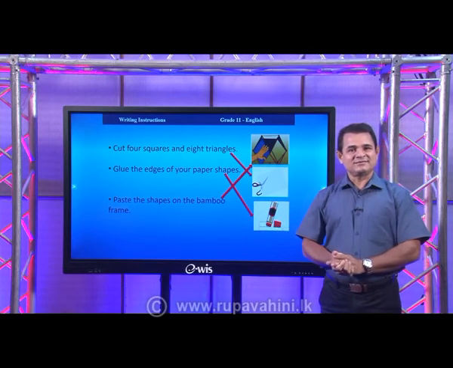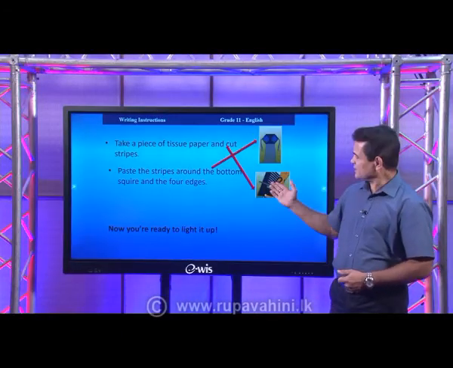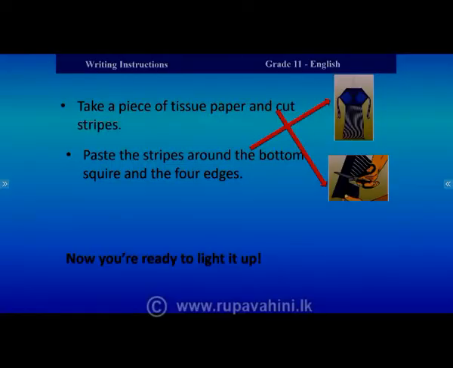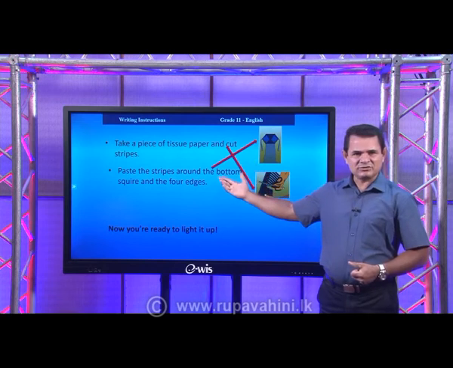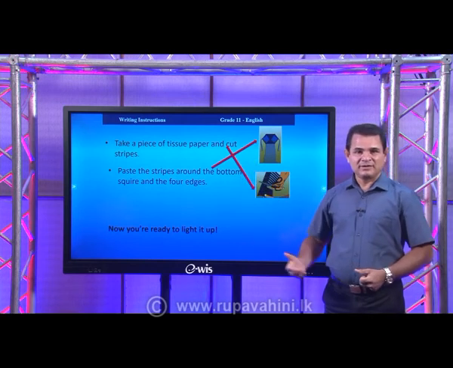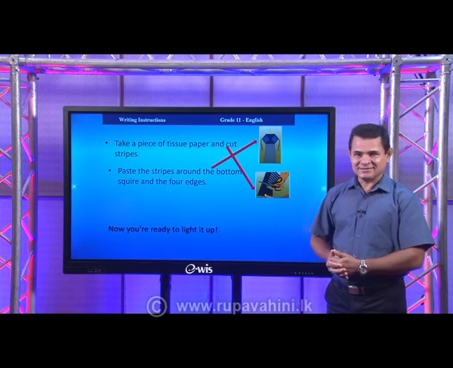Hope that you got the answers. Okay, the next step. Could you get these answers and then paste them final, that is, and cut. To decorate the Vesak lantern, you have to cut stripes, and then finally now you are ready to light it up. I hope that you could match the correct instructions with the correct picture. So now I think you can make a nice Vesak lantern in your next Vesak season.